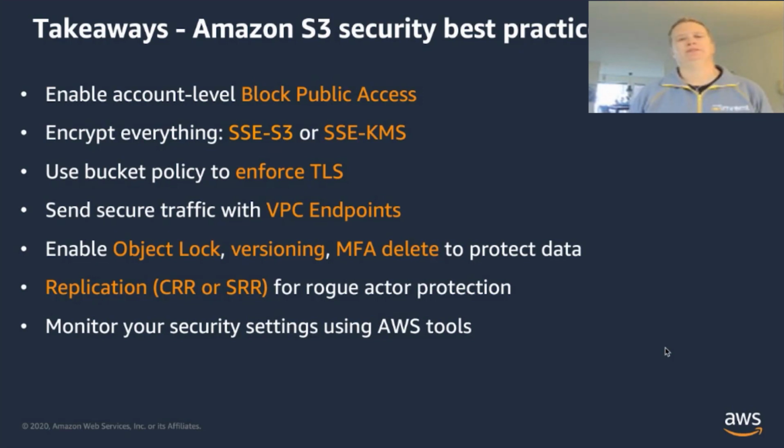You should encrypt everything. Use SSE-S3 or SSE-KMS. Use a bucket policy to enforce TLS. And send your secure traffic through VPC endpoints from your EC2 instances in your VPCs. You can enable Object Lock, versioning, and MFA delete to protect your data. And use replication, either CRR or SRR, for rogue actor protection. And then monitor your security settings using AWS tools.